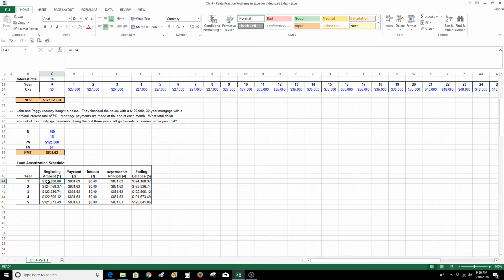Okay, so you can look at this amortization schedule here that started. So this is automatically looking at the beginning of the mortgage is $125,000. It's giving me the payment of $831.63. It's linking to there. However, the interest is not calculating correctly, and that is it's not linking over here.